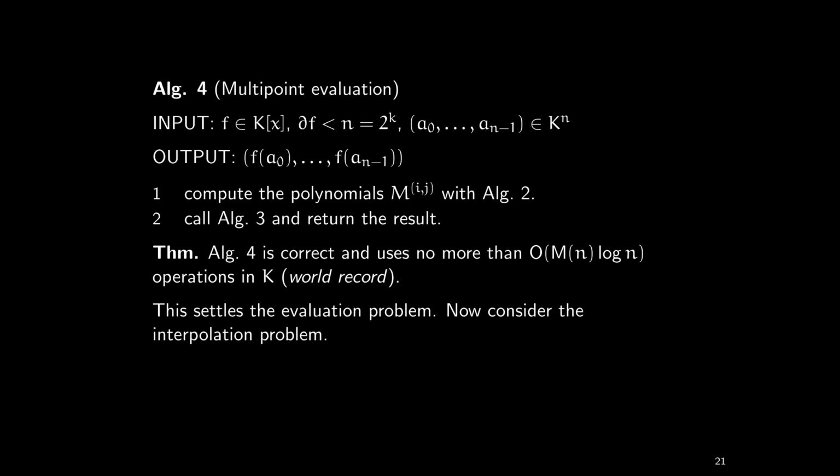We can do fast evaluation of a polynomial of degree n at n distinct points. What remains to be discussed now is the interpolation problem. So this is the backwards problem, where we are given the values of a polynomial, and we want to reconstruct from the values and the evaluation points the coefficients of the polynomial.